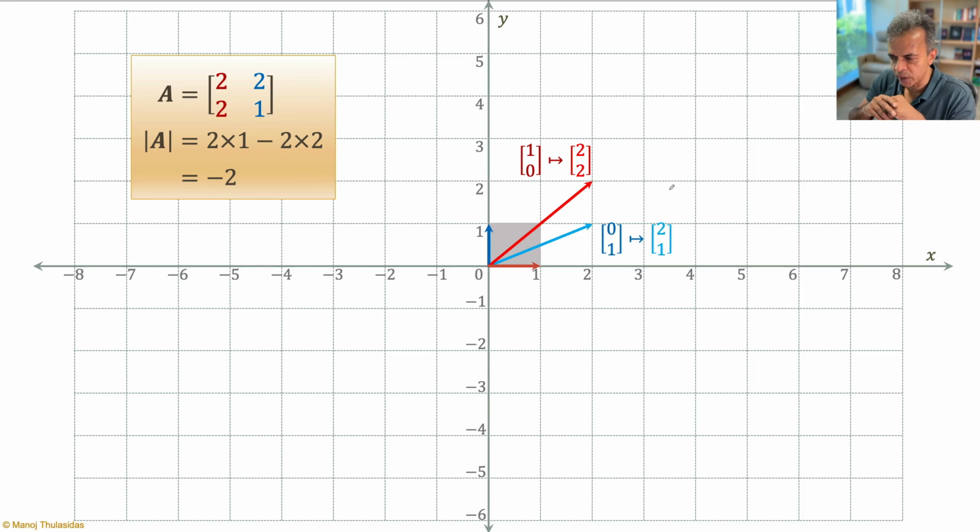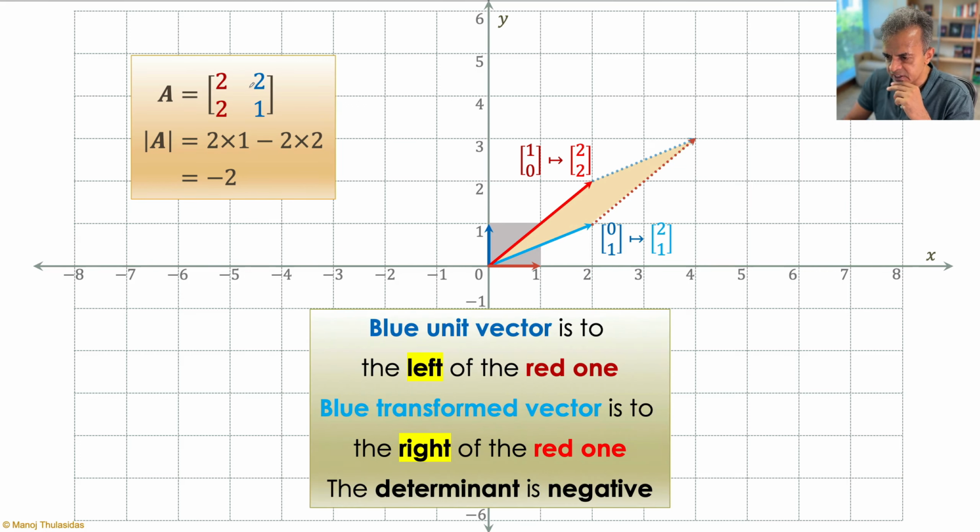And that's when we have a negative sign. And as you can see from the determinant computation here, 2 times 1 minus 2 times 2, that is minus 2. And that is the area of that parallelogram with the associated sign. So the blue unit vector is still to the left of the red one, but the blue transform vector now has moved on to the right of the red transform vector, and the determinant is negative. That is what it means.